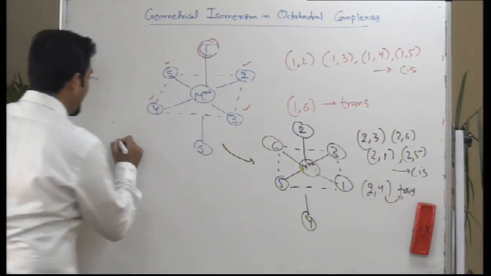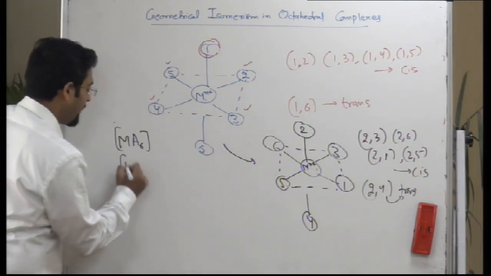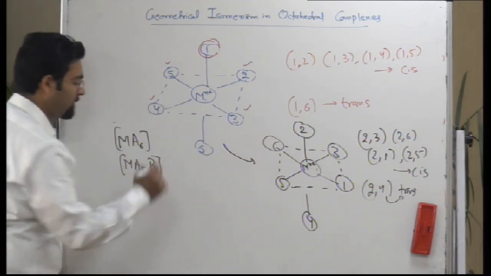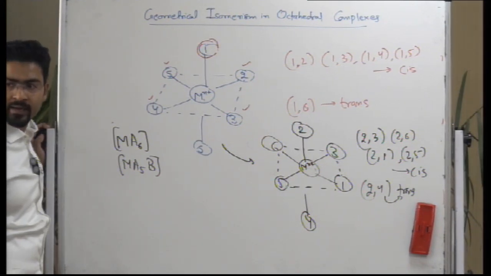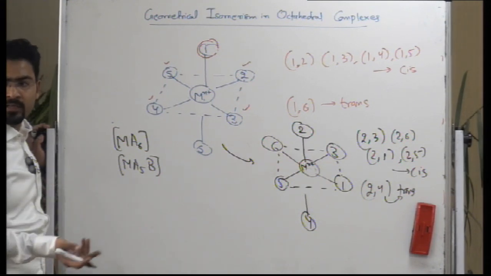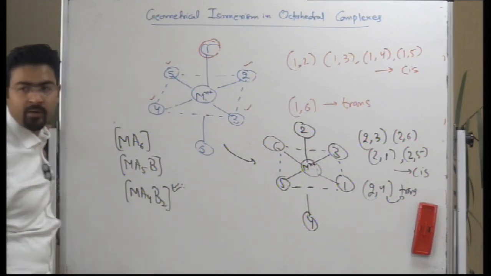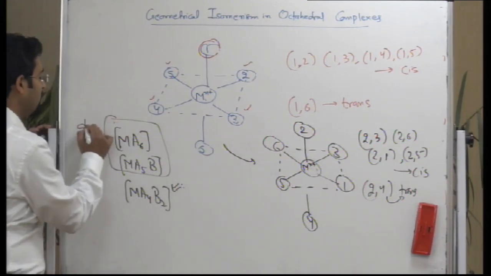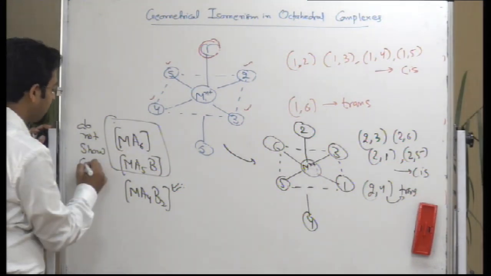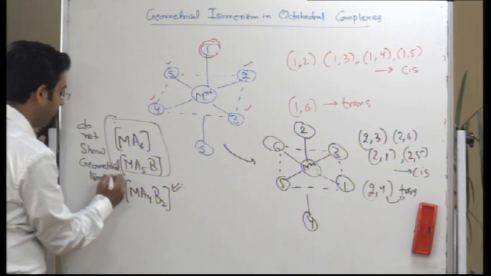So obviously if I have 6 identical monodentate ligands, it will not show geometrical isomerism. If I have 5 identical monodentate ligands and one different, then again it will not show it, because the position of B will be symmetric in all the cases. Even if you change the position of B, it will not be able to change with respect to the other case. But MA4B2 will show geometrical isomerism. So these two cases do not show geometrical isomerism.